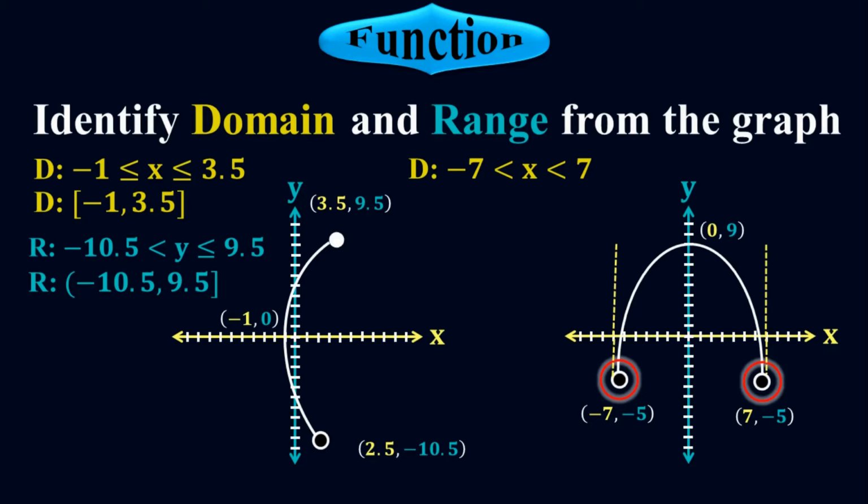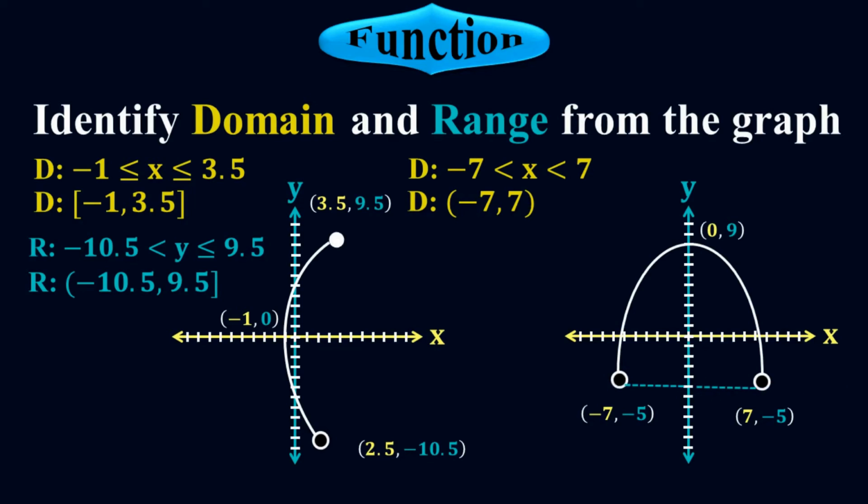This is the domain. I can also write it as negative 7 comma positive 7. I have parentheses on both sides because of the empty circles. To find the range, which are the real numbers along the y-axis, this end is located on negative 5.